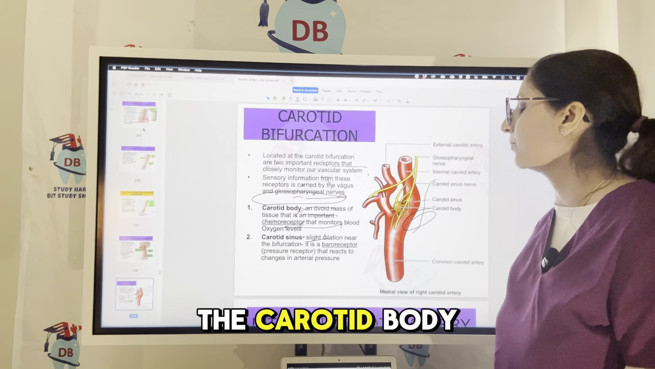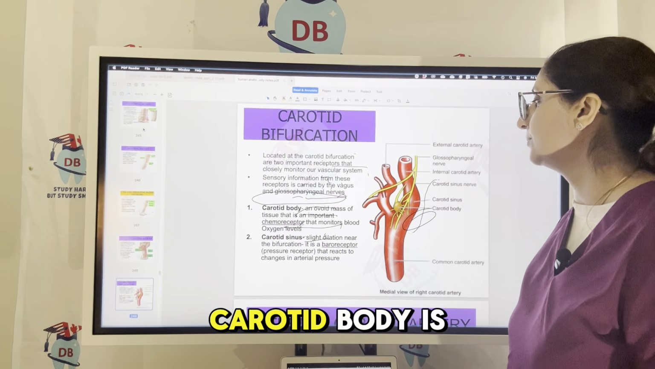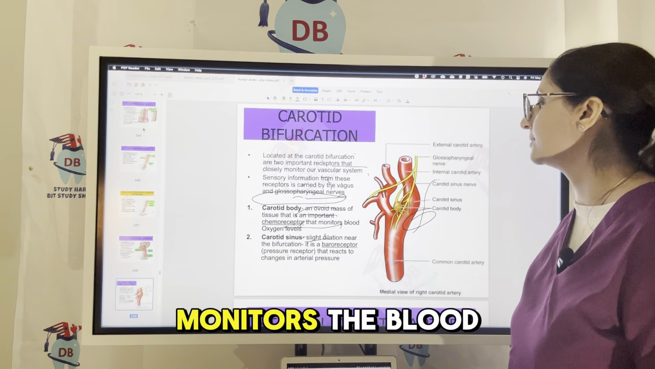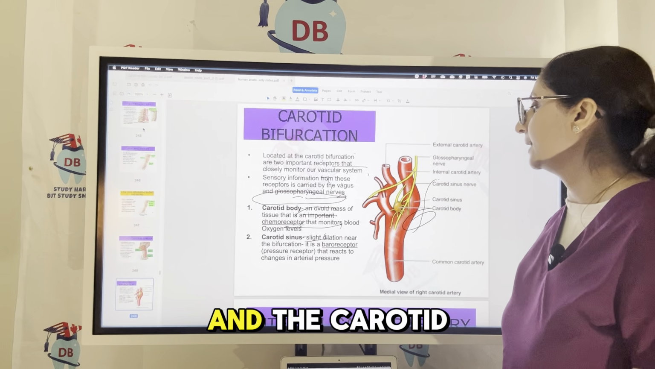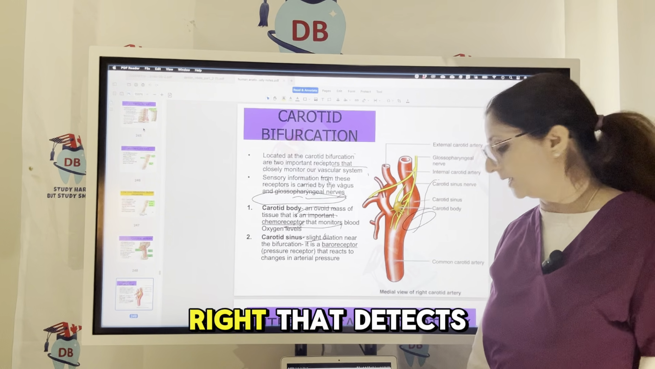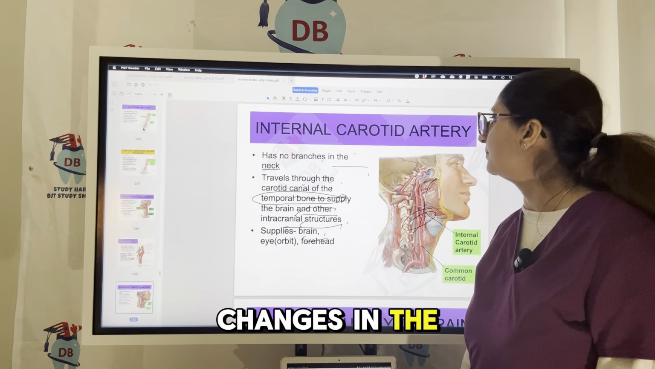So first is the carotid body and the carotid sinus. The carotid body is a chemoreceptor that monitors the blood oxygen level, and the carotid sinus, the baroreceptor, right, detects the short-term changes in the blood pressure.